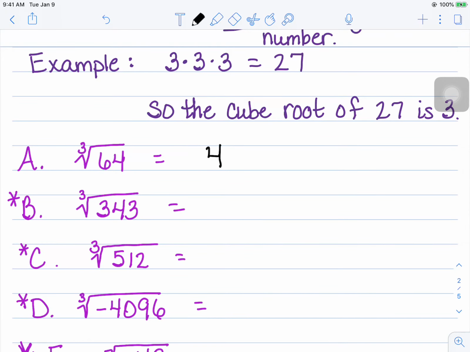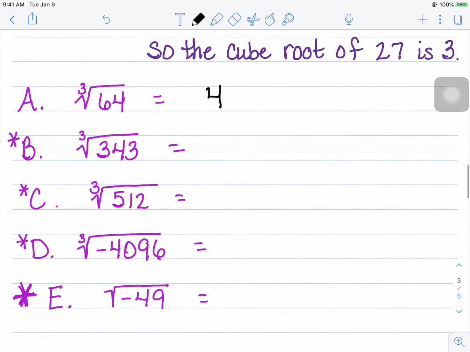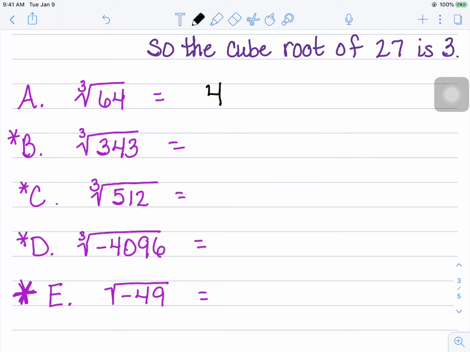Now the next ones have some stars, so I want you to pause and see if you can figure these out, and then come back and check.